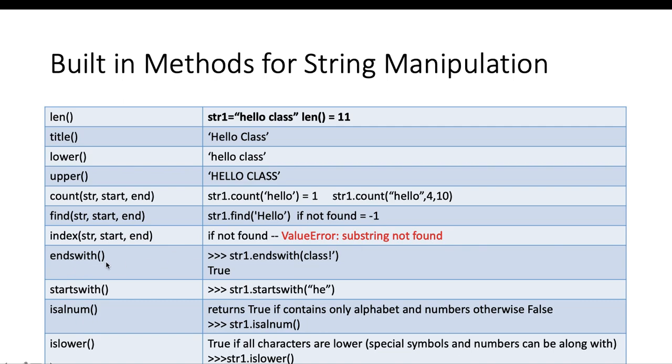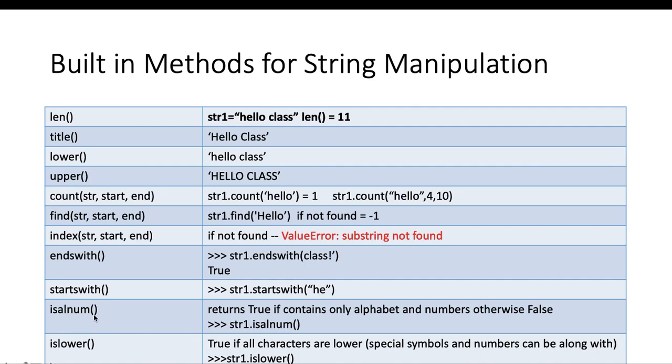We have a function endswith, so the main string ends with 'class'. It can be a substring or a single string. If it ends with that particular string or substring, the value will be true, otherwise false. Startswith is similar. If the str1 string starts with the substring provided here, we get true, otherwise false.